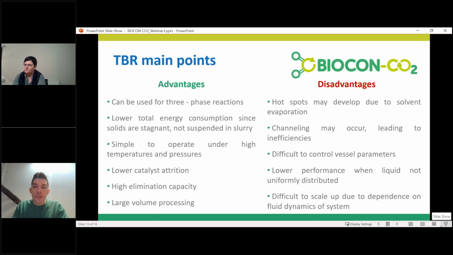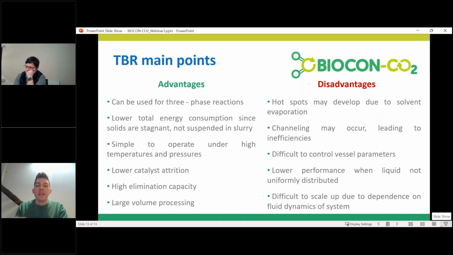Before starting to use a trickle-bed reactor in our processes, it is important to know the advantages and disadvantages of these reactors. The main disadvantage of trickle-bed reactors is the control of the distribution of the liquid and gas within the reactor, which usually causes channeling. The fluid dynamics, as we said before, are very complex, and due to that, the scaling up is very difficult.